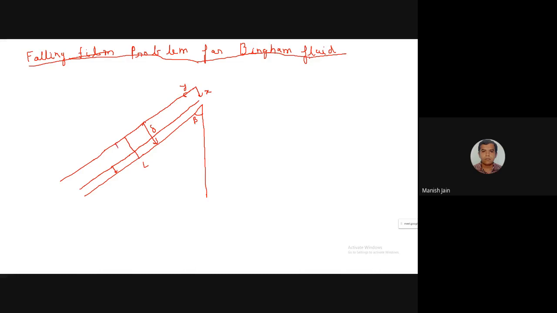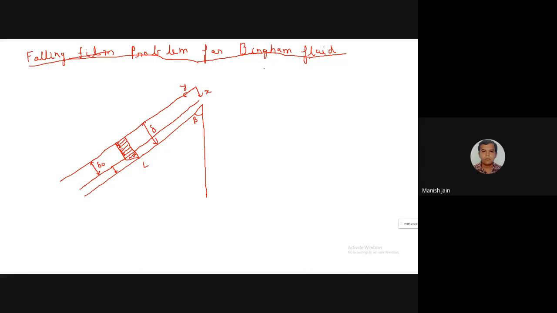So if you plot the velocity profile, you will find that at the upper layer the velocity is constant, because the shear stress value will be lower. At the lower layer the velocity will reduce like the Newtonian fluid. Suppose this thickness is delta naught. Now you have to solve the problem. You have to develop the correlation for the velocity profile.